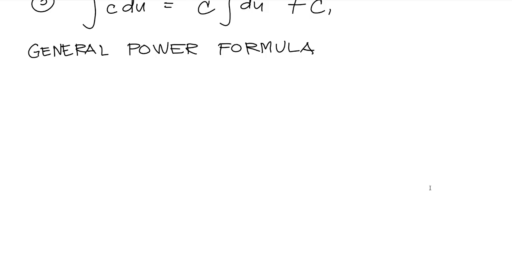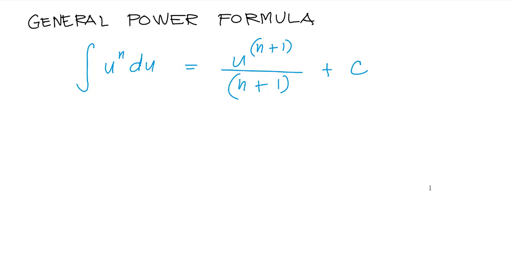So the general power formula states that, let me use a different color for that one. Okay, that would be the integral of function u raised to an exponent n, where n here is a constant, du. This is equal to u raised to n plus 1 divided by n plus 1 plus the constant of integration.